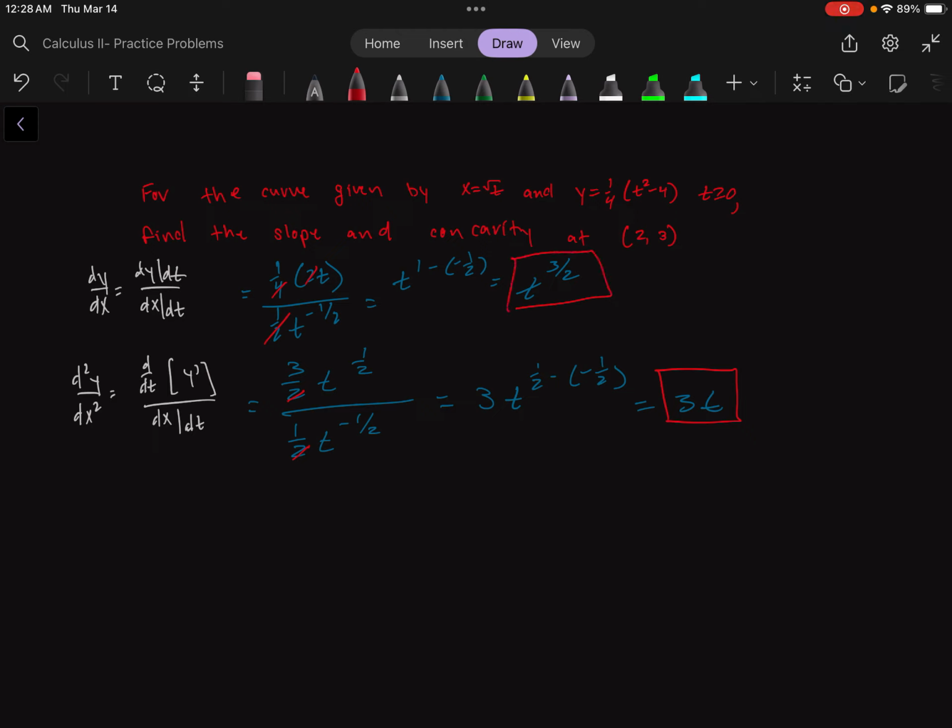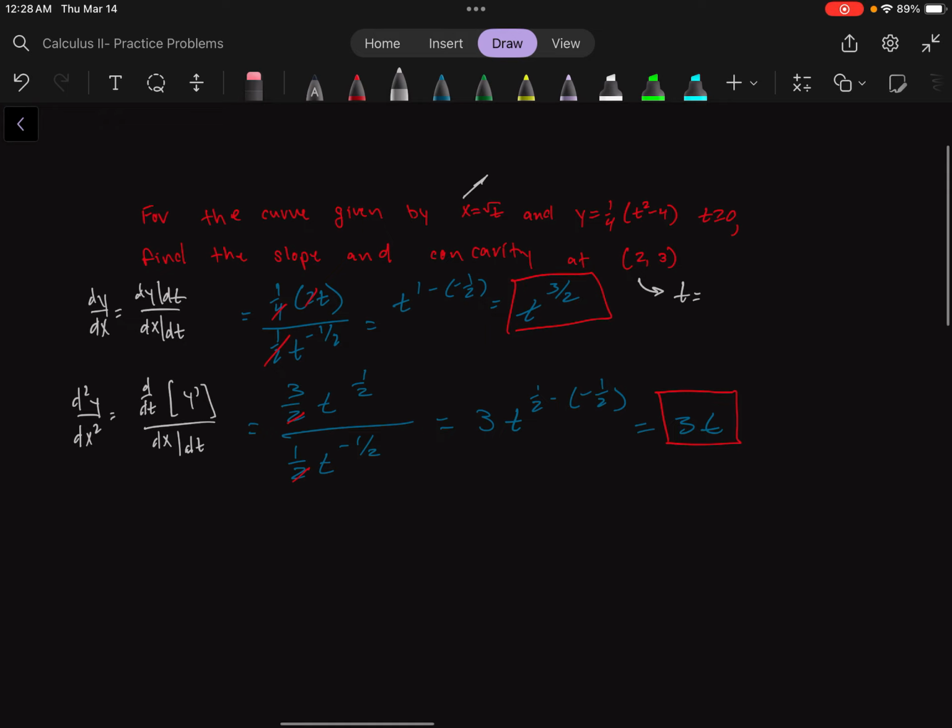But how are we going to use that to find slope and concavity at this x and y value? You can see that our slope and concavity functions are in terms of t, but they didn't give us a t value to evaluate it. They give us an x value. But we know that x is the square root of t, right? So, in other words, 2 is the square root of t. Or t would be 2 squared, which is 4. Right, so we know that we're really evaluating at t equals 4, but let's verify. Let's make sure that when we plug in 4 into y, we're going to get a 3, because this value should also correspond to t equals 4.